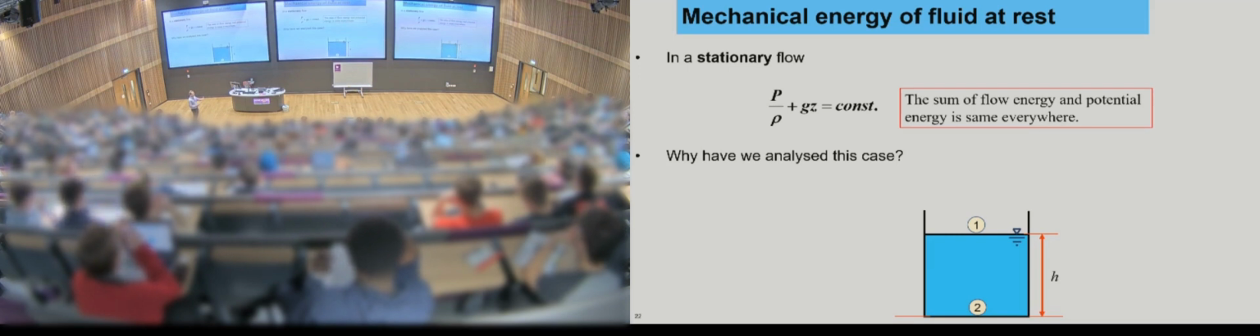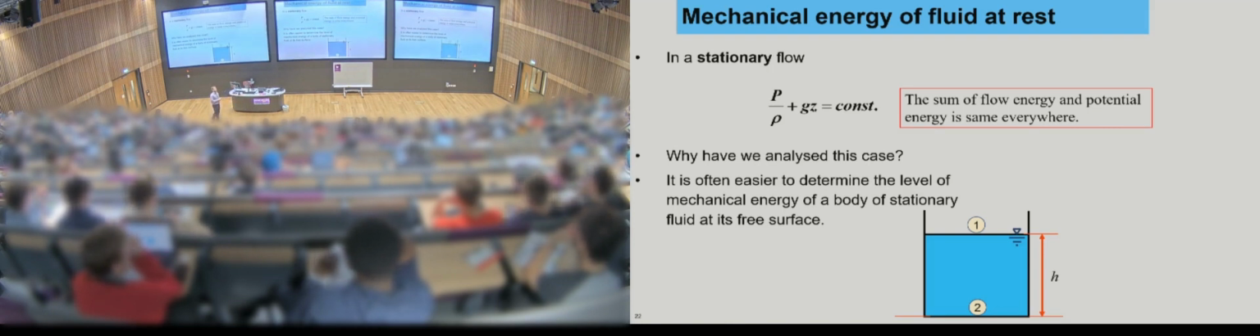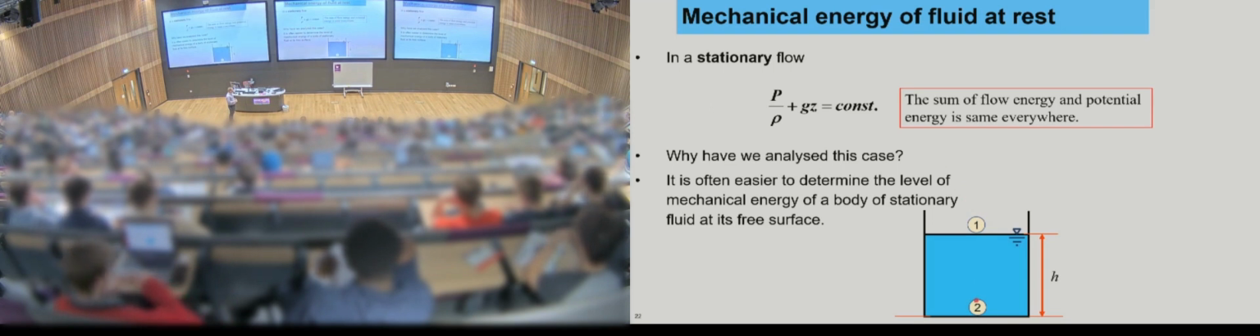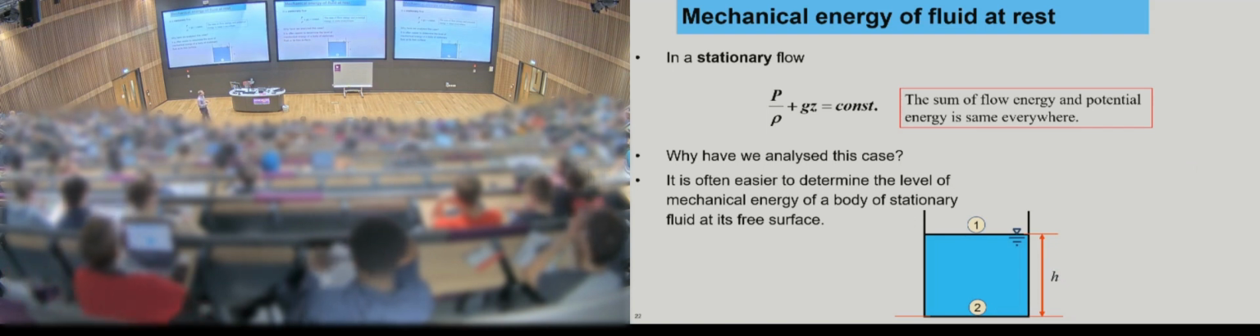So why have we analyzed this particular case? Sometimes when you are looking at a problem and you have a tank that can be assumed or considered to be hydrostatic, it's much easier to measure the properties at the surface than it is to stick a probe in somewhere in the tank and try to measure the pressure and the velocity and all that sort of stuff. So you can start to take this information and make use of it where you can't measure it. Okay, so it's very useful.